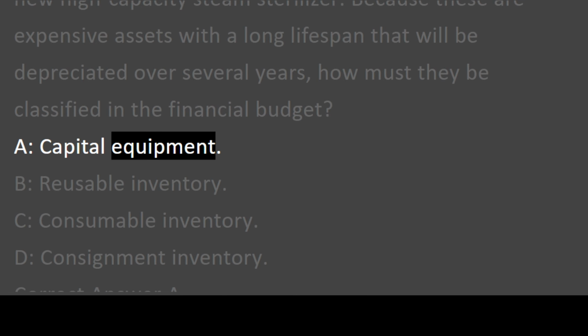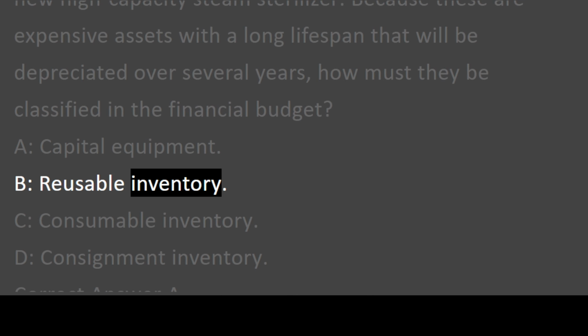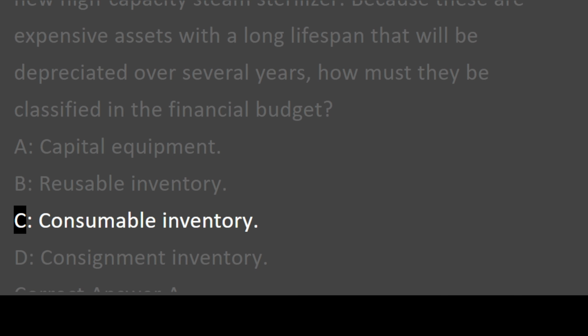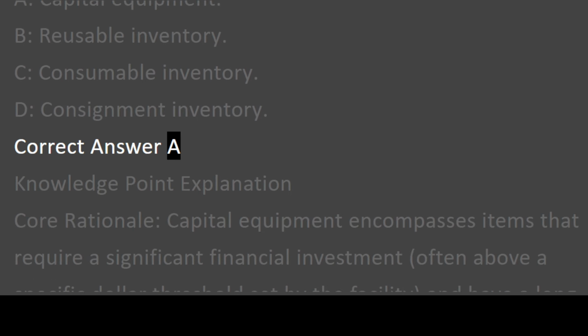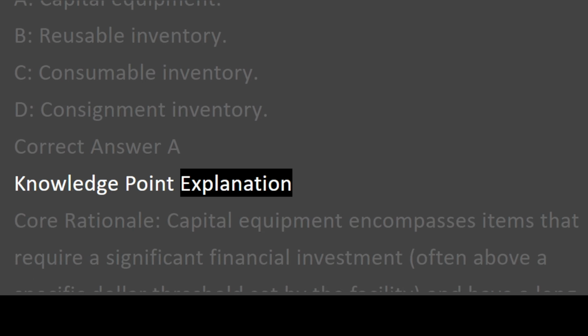A. Capital equipment. B. Reusable inventory. C. Consumable inventory. D. Consignment inventory. Correct answer A. Knowledge point explanation.